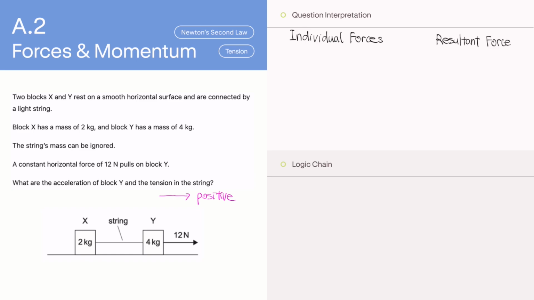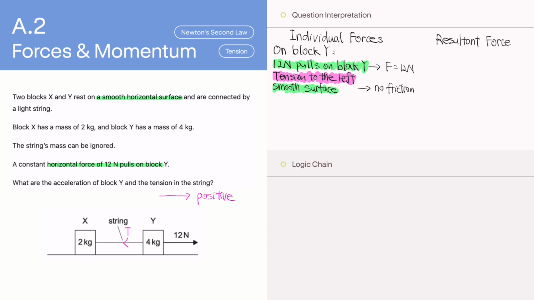Alright, look at the diagram and identify the individual forces acting on block y. The first one is a 12 Newton pulling force to the right. The second is the tension to the left. The surface is smooth. This means there's no friction. In this way, the resultant force on block y equals 12 Newton minus T, and this equals the mass of block y times its acceleration by Newton's second law.